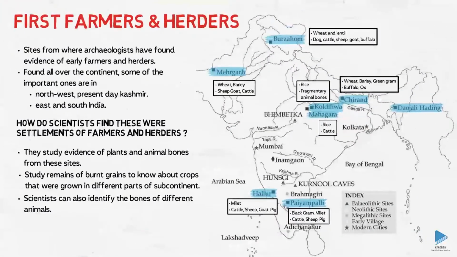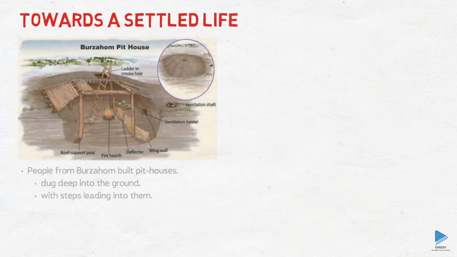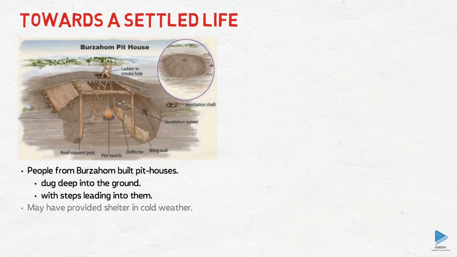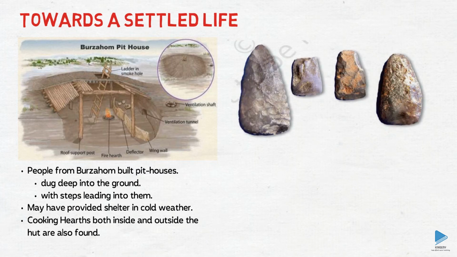Archaeologists have found traces of huts or houses at some sites. For instance, in Burzahom, situated in present-day Kashmir, people built pit houses dug into the ground with steps leading into them. These may have provided shelter in cold weather. Cooking hearths found inside and outside the huts suggest that people could cook food indoors or outdoors depending on the weather.